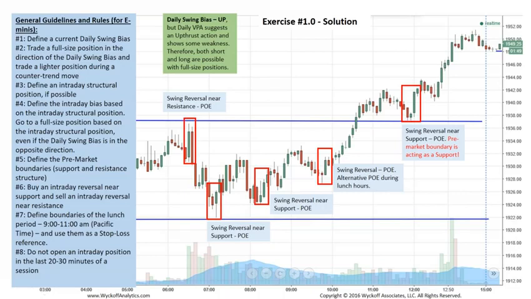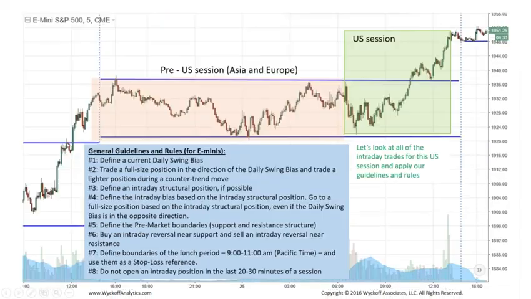Okay, since E-minis trade 24/7, wouldn't the support and resistance change dynamically? How would we determine the support and resistance in that case? Okay, Chandra, I kind of showed you guys what I do with this. So support and resistance definitely change.